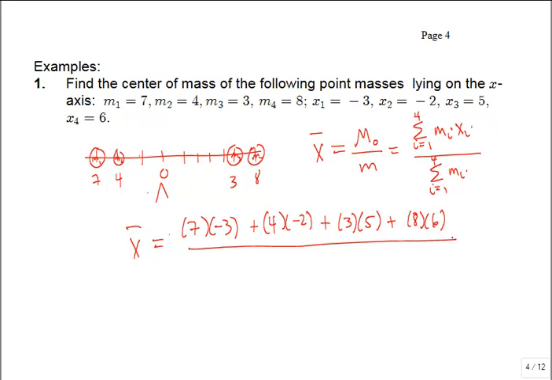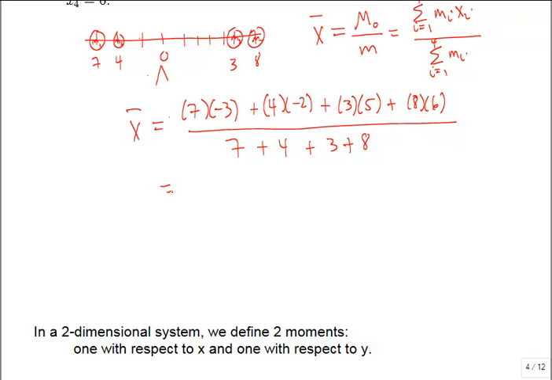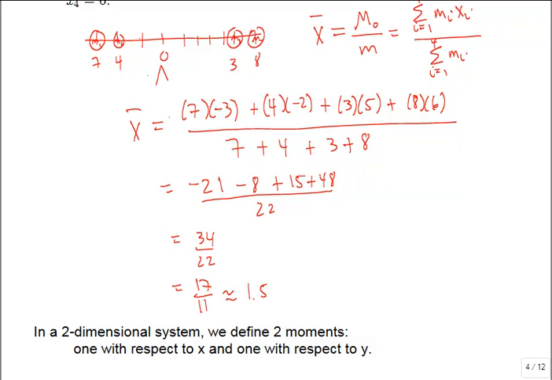And we're going to add all of that up, and at the same time on the bottom we're going to divide by our total mass. So all 4 of these masses added up. So the numerator, when you go ahead and add that, that's going to give you -21 minus 8 plus 15 plus 48, and on the bottom you're going to get 22. So this is going to be 34 over 22, or 17/11, which is about 1.54.